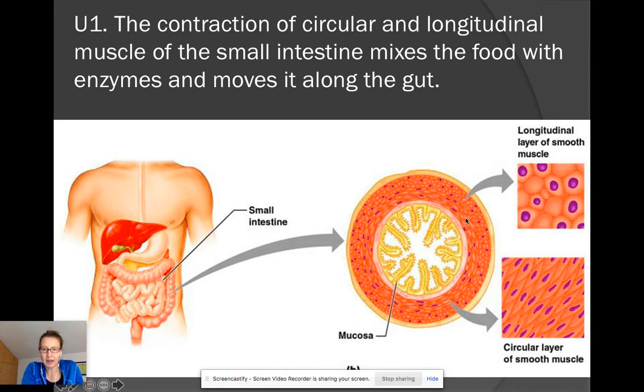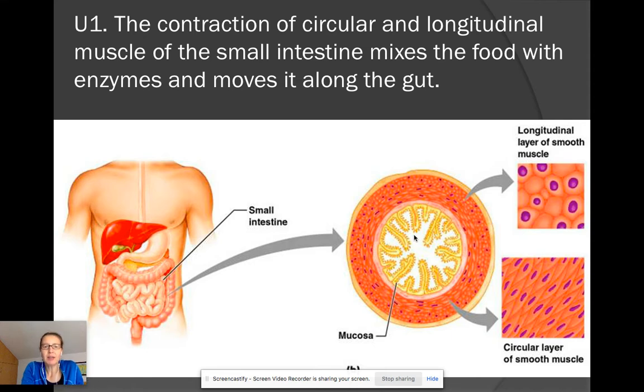Then the inside here, this is called the mucosa. This mucosa is going to be really important in the absorption, and you see how it has lots and lots of surface area, okay? And that's going to be important. The more surface area, it means the more absorption that can happen.